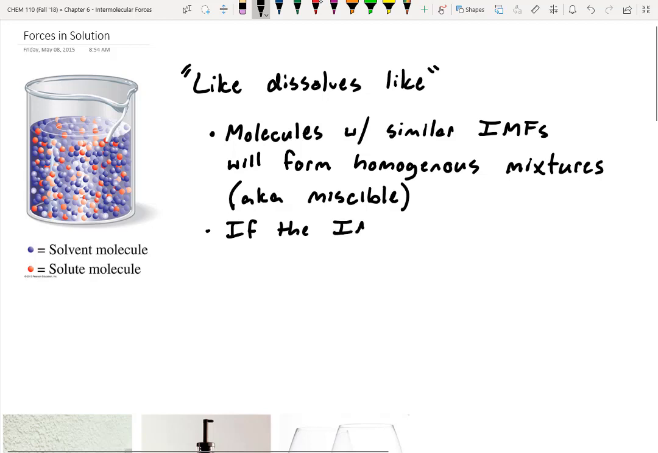If the IMFs are similar, meaning not exactly the same, then sometimes they will mix.